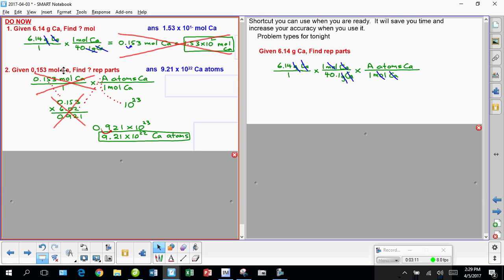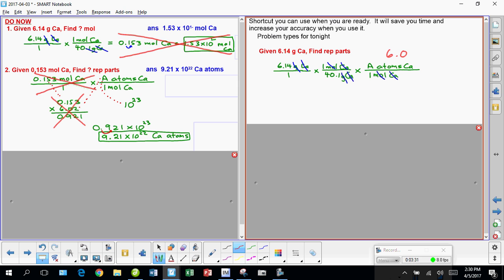And then I don't have to rewrite the whole beginning thing over here. I can just write this one last fraction. And what's the thing that A atoms represents? What's the number? Yeah, this is our Avogadro number, isn't it? 6.02 times 10 to the 23. Okay?